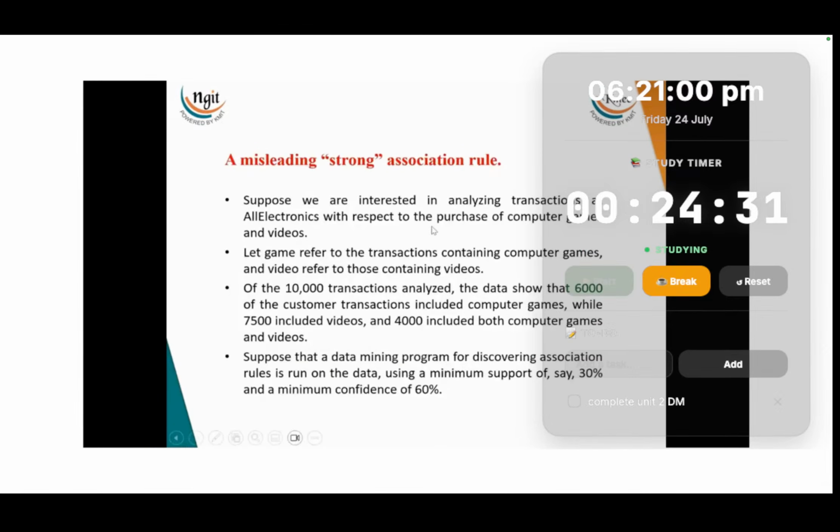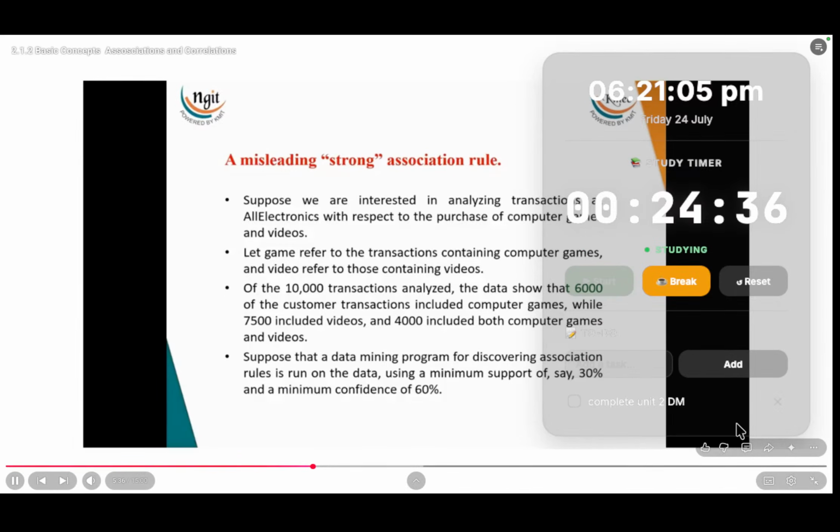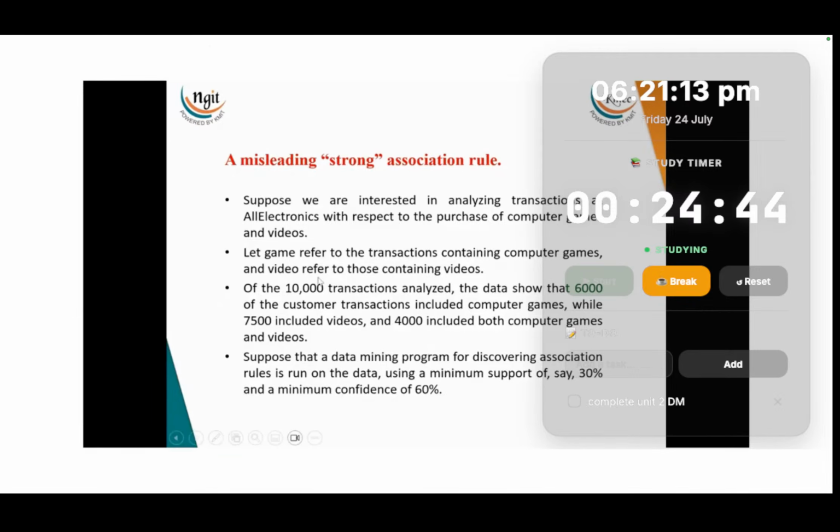Now sometimes, even if we have this support and confidence, they may mislead us. It may not be a strong association rule, but it appears to be one. Let us understand this with an example. Here is an AllElectronics example consisting of computer games and videos. Of 10,000 transactions, it means n is 10,000 here, the data showed that 6,000 of the customers were interested in buying computer games, 7,500 customers were interested in buying videos, and 4,000 were interested in buying both computer games and videos.